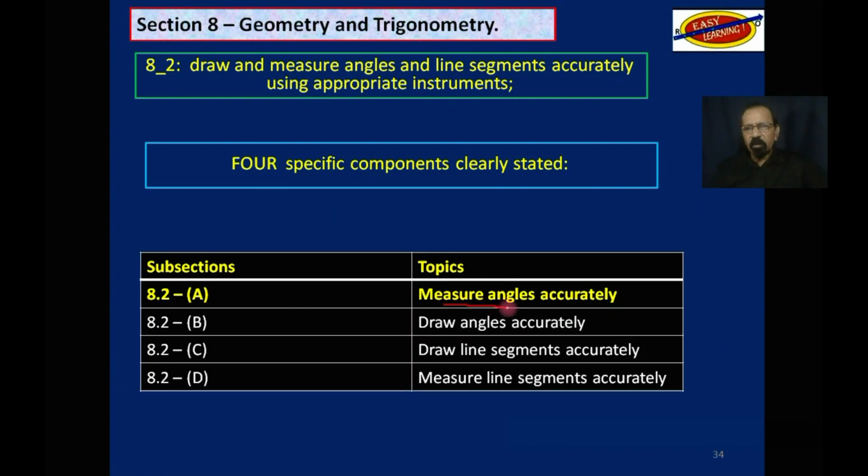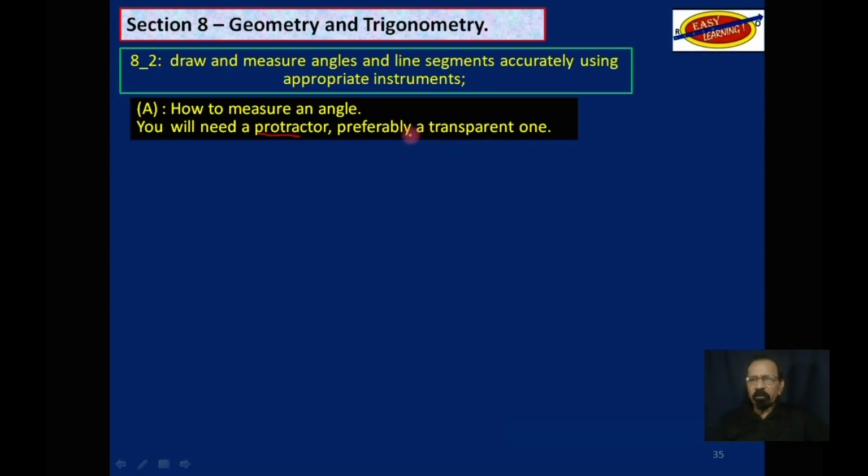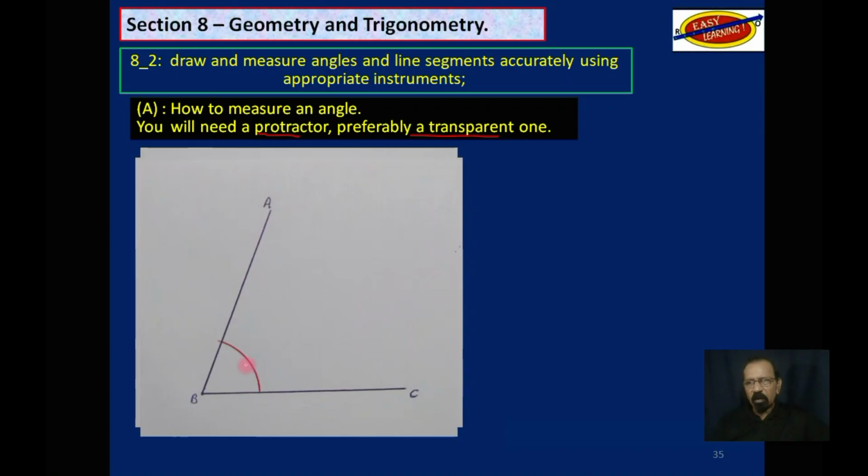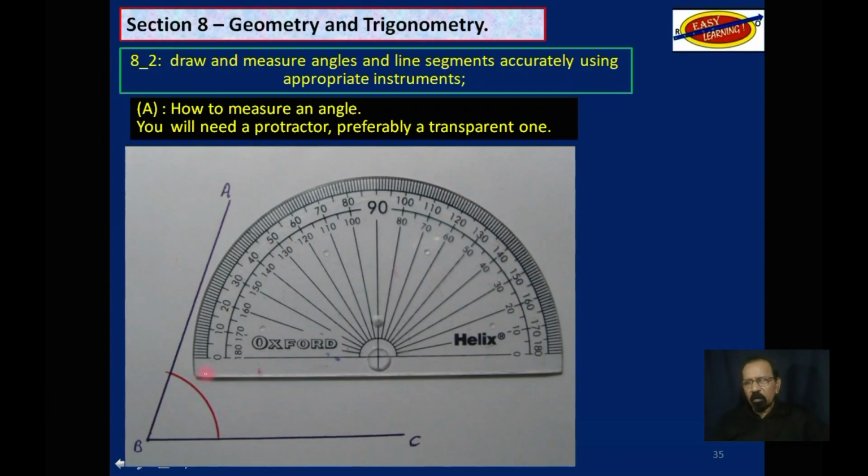So we begin here. Measure angles accurately. You will need a protractor, preferably a transparent one. So let us say you are asked to measure that angle ABC. Trick question. You actually have 2 angles there. Which one are you supposed to measure? To indicate which angle you need to measure, an arc is placed between those 2 arms, like this. So now we know we're supposed to measure this smaller angle here, the acute angle, and not the reflex angle out on this side.